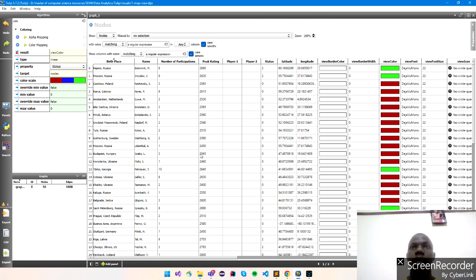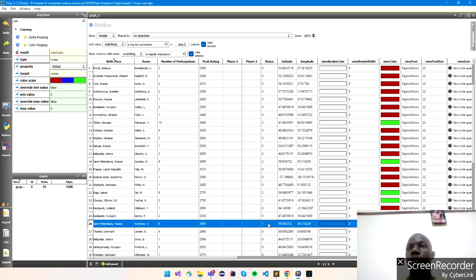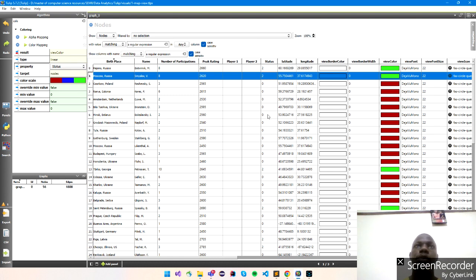So we have a data set for chess players and the games that each of these chess players played. We also have information that is linked to these participants, for example, the birthplace, their name, the number of participations, their peak rating, and the status. This status is a code: 0 means it's someone that participated in the World Chess Championship but didn't reach the finals. Then 1 means that it's someone that reached the finals, but they lost. Then 2 means it's a former world champion.